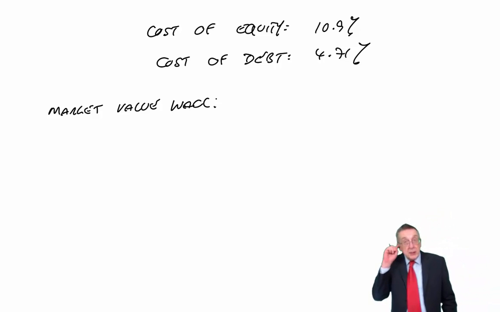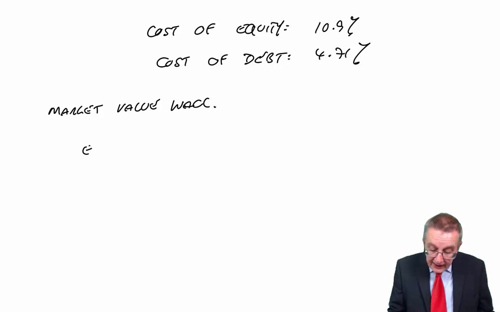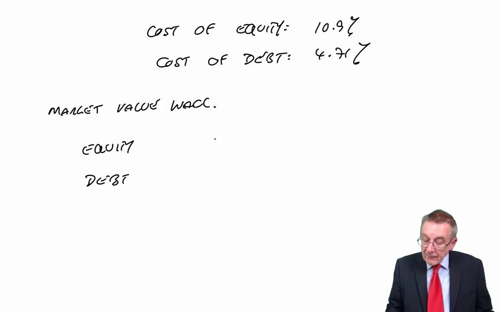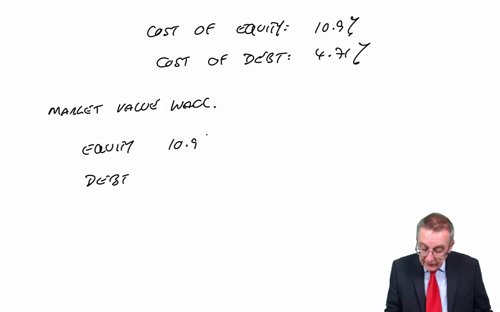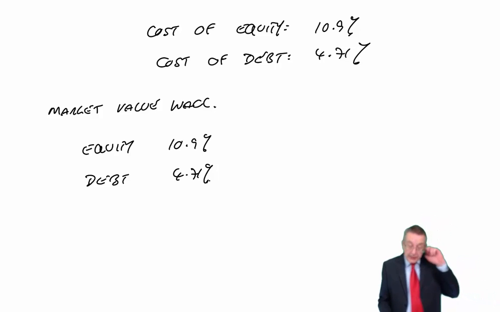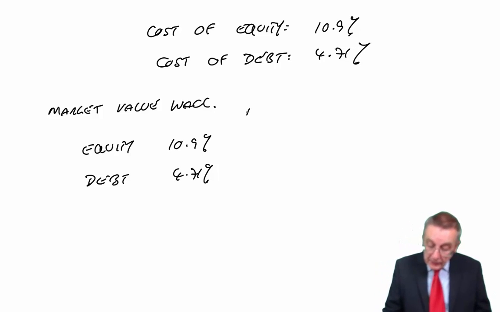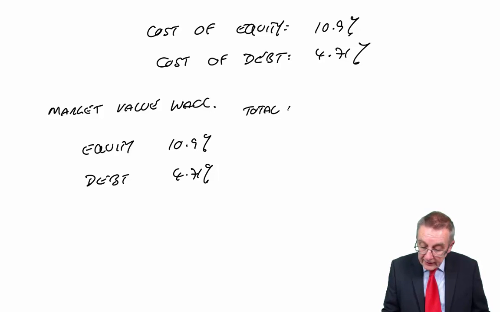And this is the way we normally do it. For equity and debt, we take the individual costs that we've calculated. We work out a weighted average. We weight by the total market values of each.